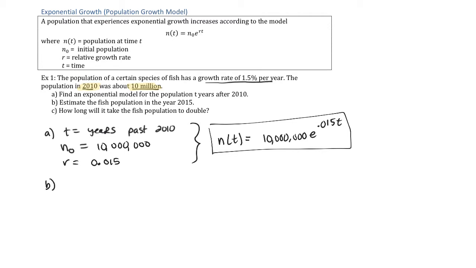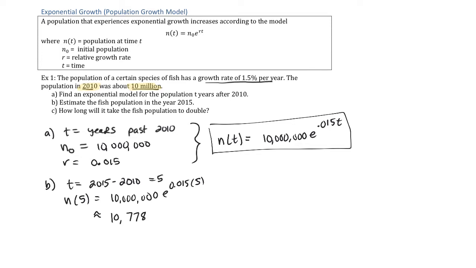In part B, we want to know the population of fish in 2015. So in 2015, that would be a t of 5. So we're going to put 5 in for t. It would be 10 million times e to the 0.015 times 5. And that is approximately 10,778,842 fish.